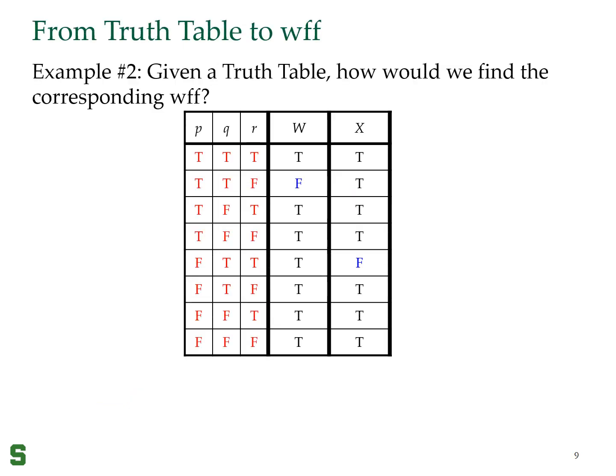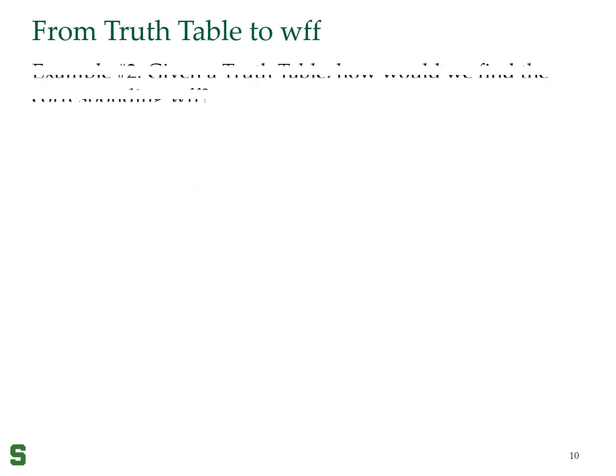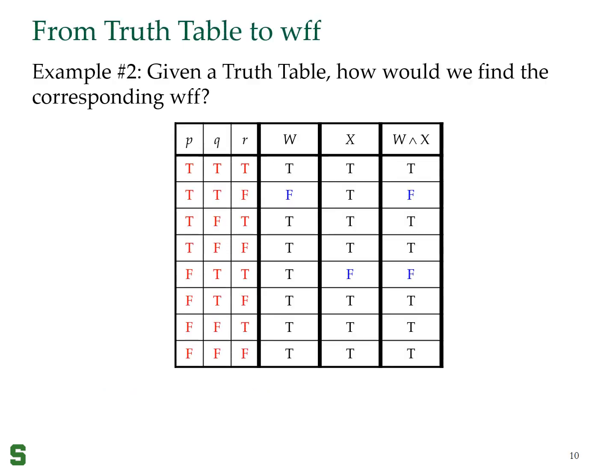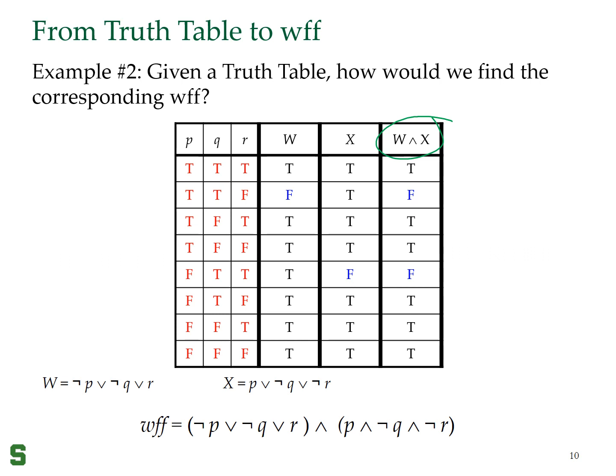Now we can do the same thing here. I have W and X. I can write each one of them using disjunction, and then I can take the formula W and X. Remember, W and X will be true if both W and X are true, and that means the formula that we will need is W, which is this, and X, which is this.